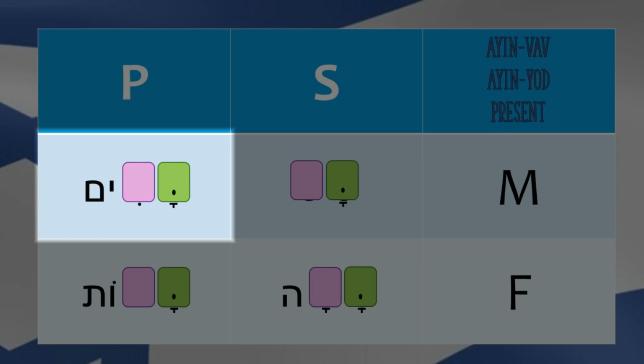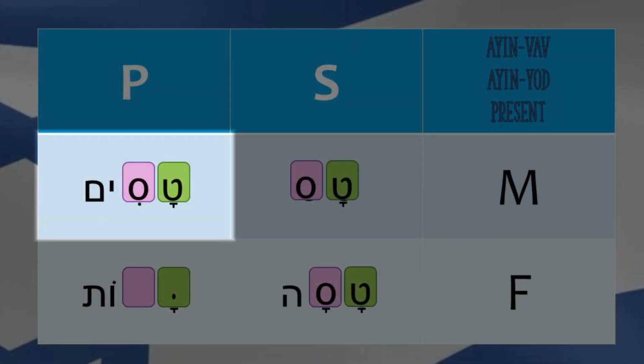And then masculine plural gets its typical im ending. So a chirik under the final letter of the shoresh, followed by a yod and then a mem sofit. And these definitely have the stress on the last syllable. So we have tasim, garim, ratzim, ba'im, samim, ravim, sharim.